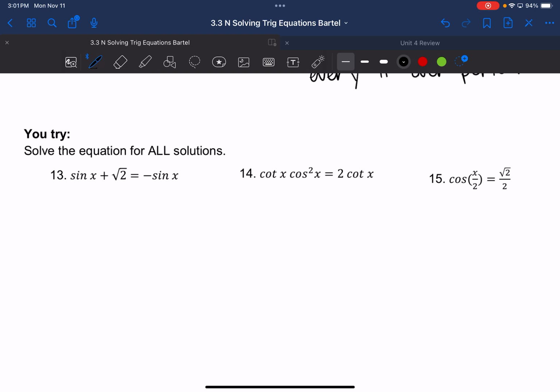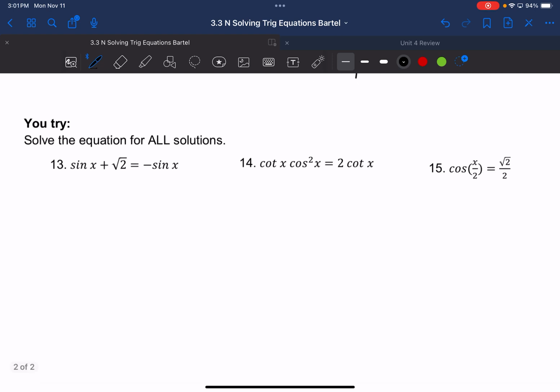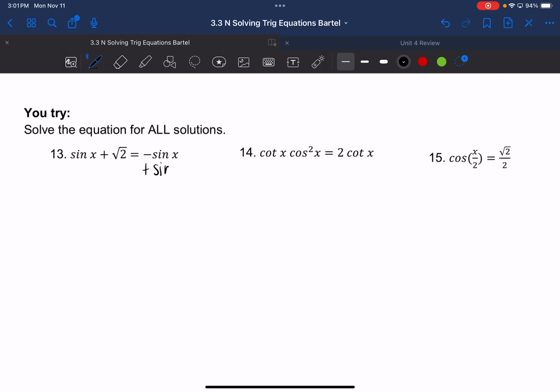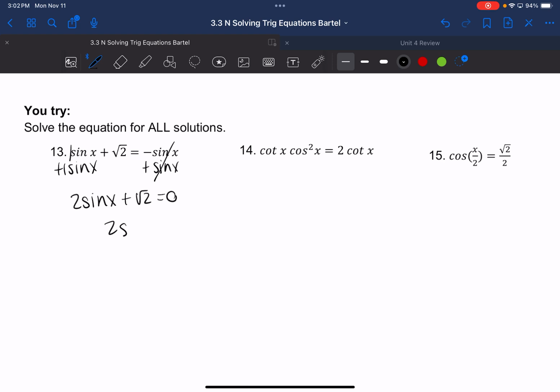Whichever one you want to do. Maybe keep your lead coefficient positive, so maybe you add sine to both sides. All right, so I'd have 1 sine and 1 sine, so that would be 2 sine of x plus root 2 equals 0. Okay, so I'm trying to get the x by itself. I would move the root 2 over. So I have 2 sine of x equals negative root 2. Then what should we do? Divide by 2. So I'll have sine of x is equal to negative root 2 over 2, right?